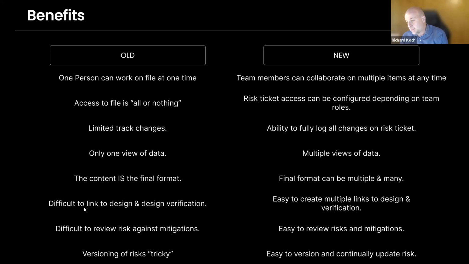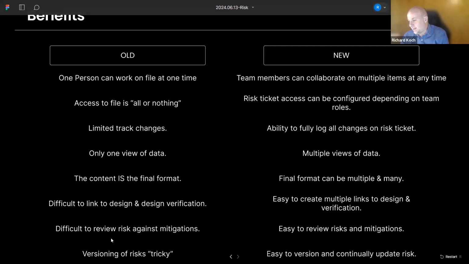Excel, this is a really key point. It's very difficult to link your risk to design. Sorry, it's design verifications, typo there. Sorry, design elements and verification. You can do it manually by ID numbers, sometimes linking to other things, but it's very painful. With ticketing systems, you've got the linking function.